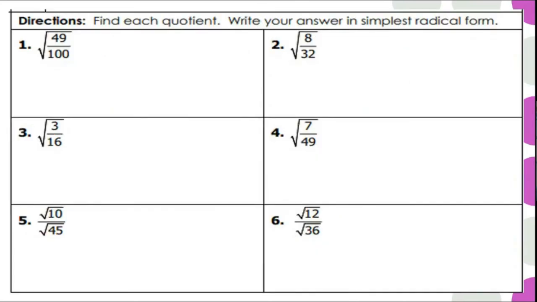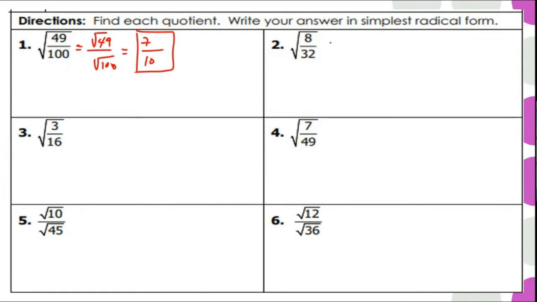Let us have the quotient. Based on the given, we can get first the square root of 49 over the square root of 100. That is equal to 7 over, square root of 100 is 10. So the answer will be 7 over 10.